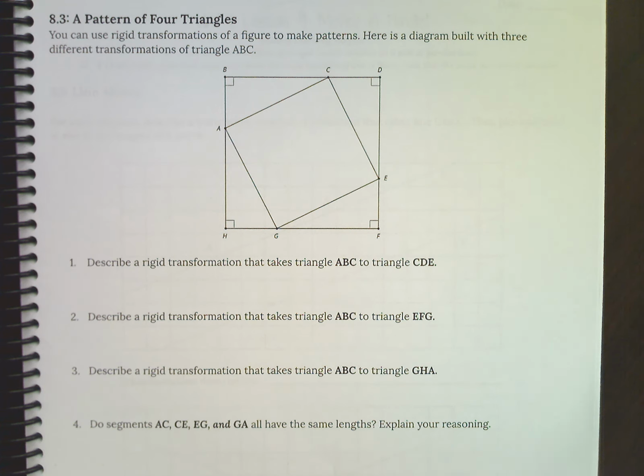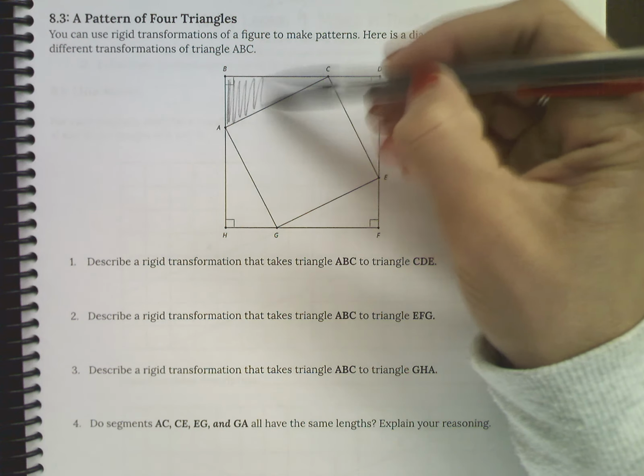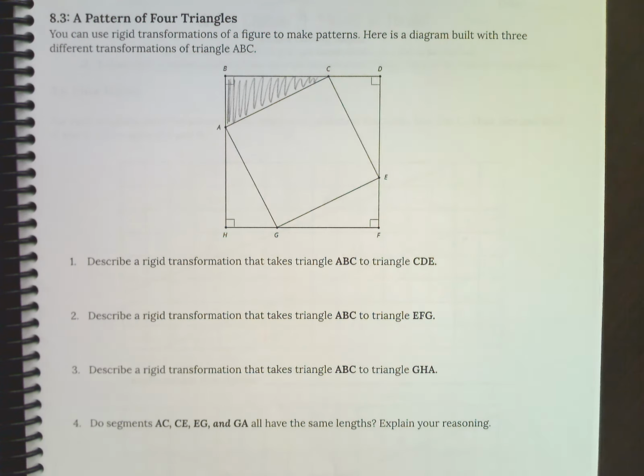So what that means is I took this original triangle, ABC, and I applied different transformations to create this entire image. So very quickly, I'm just going to go through different transformations to get from one triangle to the next, and then I'm going to talk about corresponding parts briefly as well.